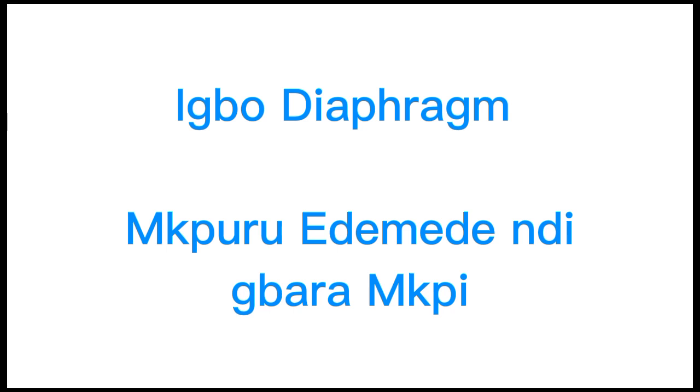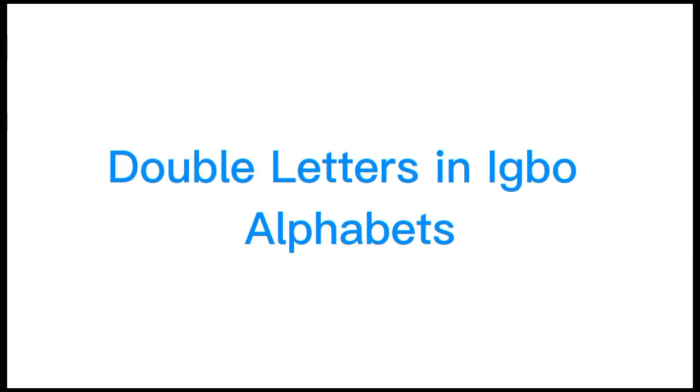Today we'll be learning how to pronounce digraphs in the Igbo language. What do we mean by digraphs? We are talking about those letters that are double in the Igbo alphabet. In Igbo we can call it mbe, that is, they are double. Those two double letters in the Igbo language.